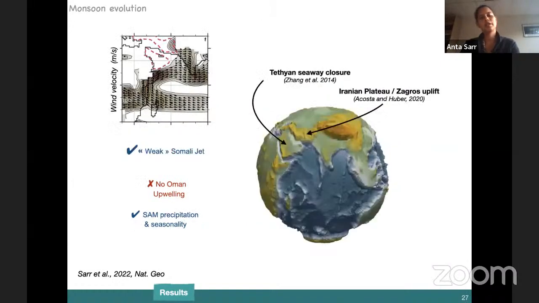Now let's look at late Miocene features. On the left, I have a simulation with no Iran-Zagros plateau, and also an embayment in the eastern Tethys Seaway region. In this simulation, I have a very weak Somali jet, although it's already banded because I have the topography in East Africa. I have no Oman upwelling, and I have a South Asian monsoon, with typical precipitation and mountain seasonality.